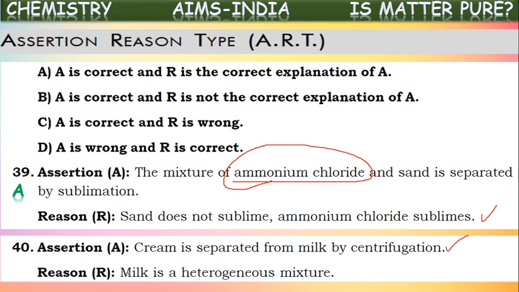Of course, milk is a heterogeneous mixture because fat particles are dissolved in the milk. But here they did not give the correct reason in the second statement. So both are correct statements only, but here it is not the correct explanation why it is separated by using centrifugation. Okay, so B will be the correct answer.